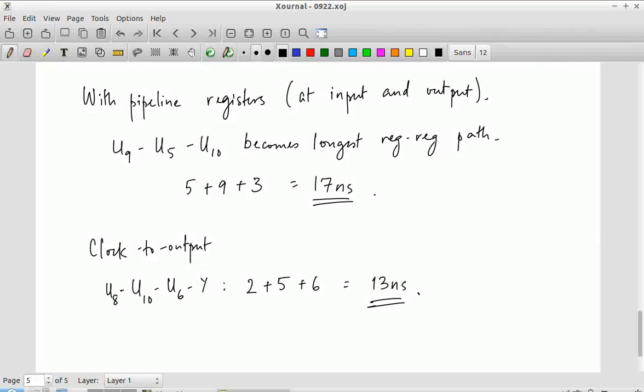So the net result is that overall T, as far as the system is concerned, must be greater than or equal to 17 nanoseconds, not 22. So adding those two registers at the input and output has actually helped to improve my overall design. It can now run at a faster speed. We are assuming, of course, that you want to run at a faster speed, because ultimately the goal of digital design is to have a circuit which can run at a certain speed. In this case, we assume that the fastest possible speed is what we want. So now T must be only greater than 17 nanoseconds, not necessarily 22 nanoseconds. That's an improvement, and that came about because we applied those two pipeline registers.